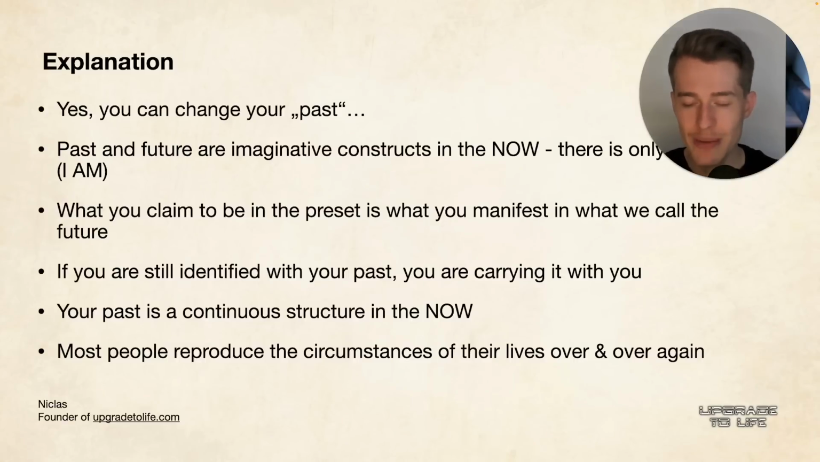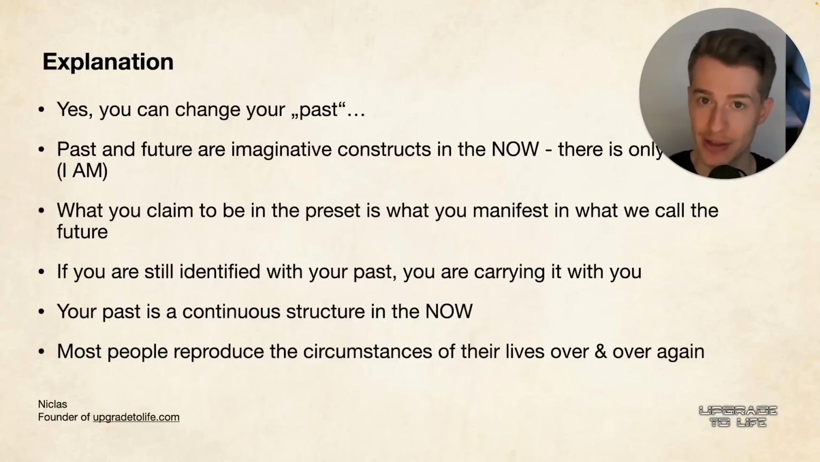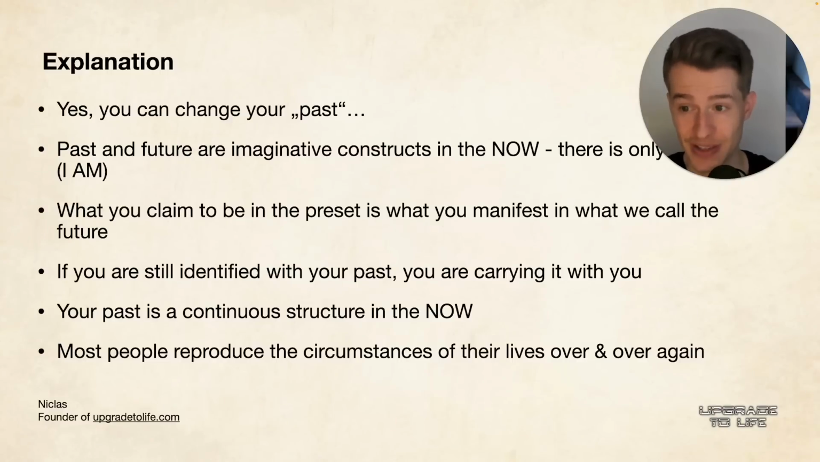But again, you can reimagine that yesterday something different happened. If something undesired happened to you, you can reimagine that. Therefore, you don't make the undesired cease to exist. You're not changing the undesired. You're just starting to identify with what you wish should have happened instead. Because past and future are imaginative constructs in the now. There is only the now.